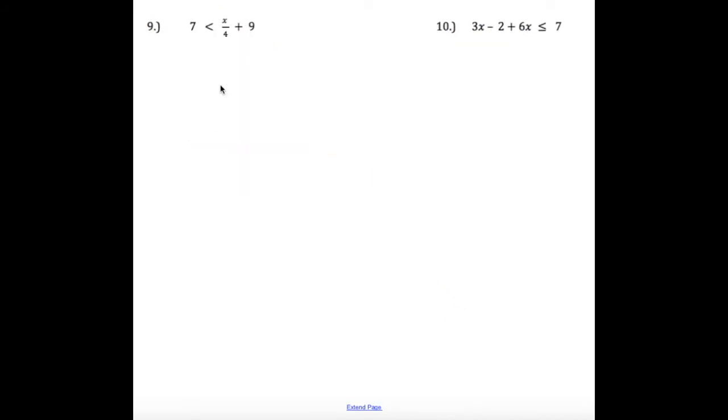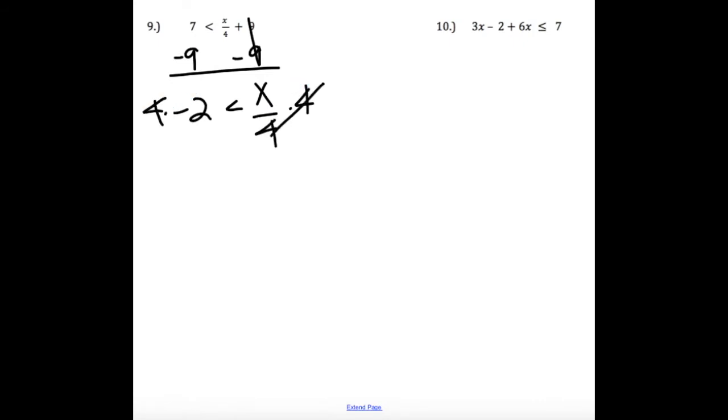Moving on to example number 9. Again, I'm trying to get x by itself, so I know I need to get rid of the 4 and the 9. Order of operations in reverse. I'm going to subtract 9 from both sides. And 7 minus 9 is negative 2. So I have x over 4. I'm going to multiply both sides by 4. Again, this 4 is positive, so I'm left with 4 times negative 2, which is negative 8.